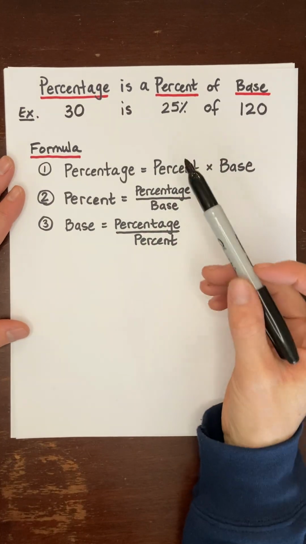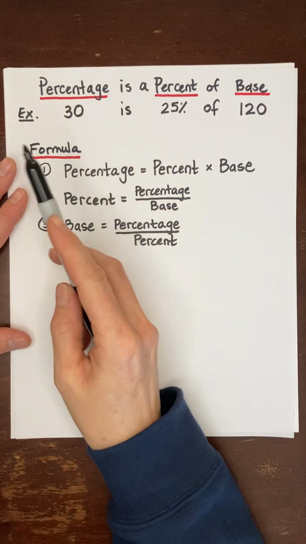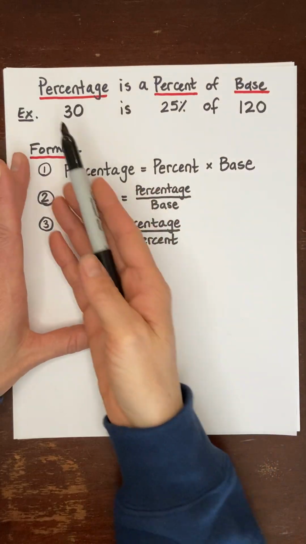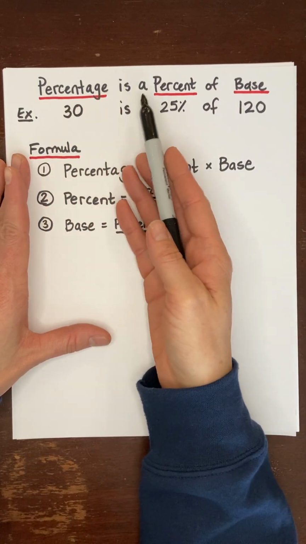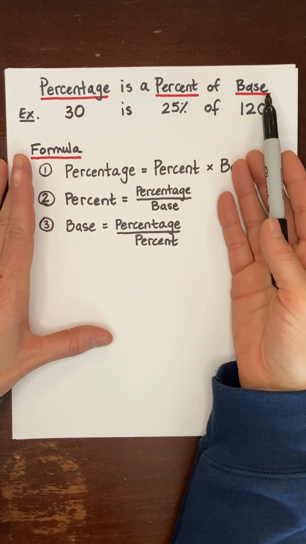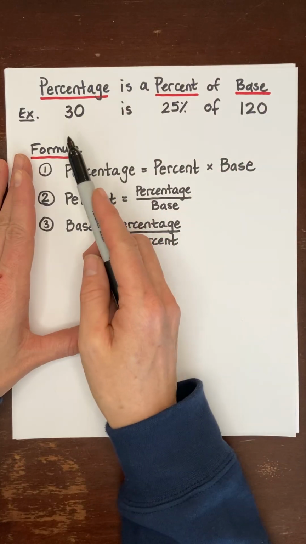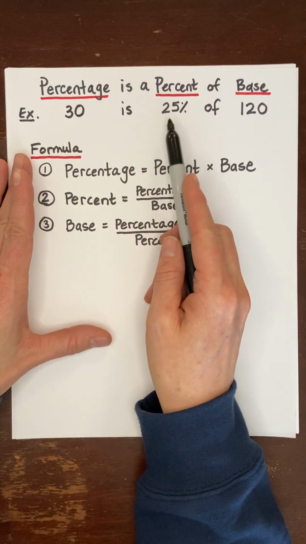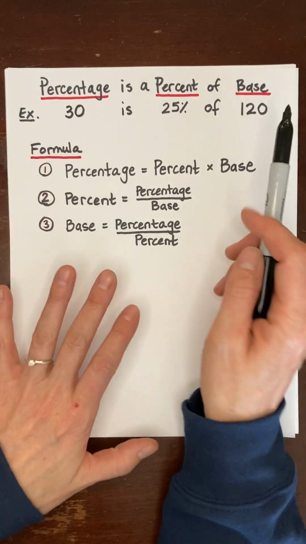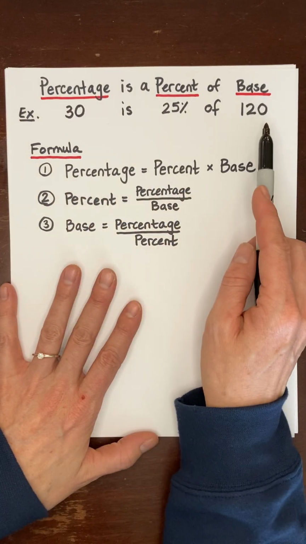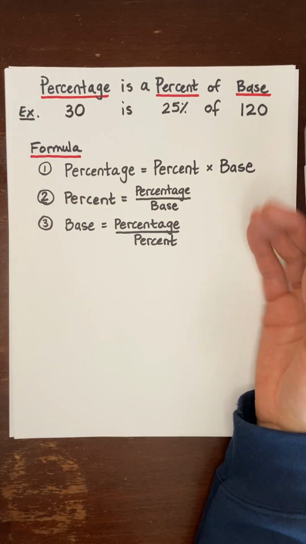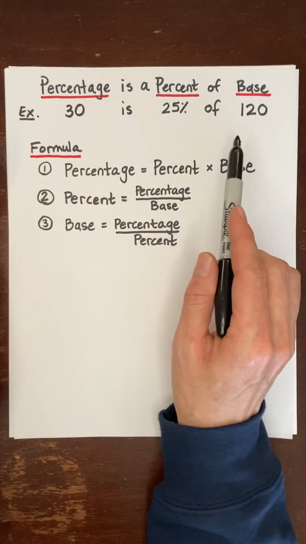We're going to look at how we find a missing number when we have a sentence like this. So we're given a number, a percentage, is a percent of another number, which is called the base. So an example would be 30 is 25% of 120. Now in this example, all three numbers are given, but in the problems given in the book, one of these numbers will be missing.